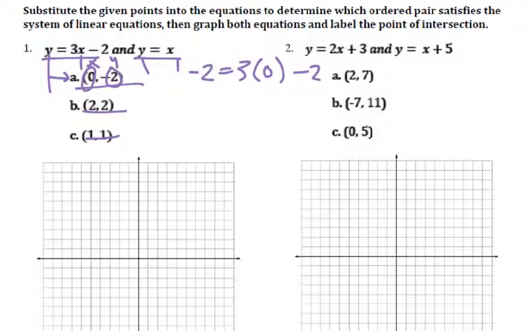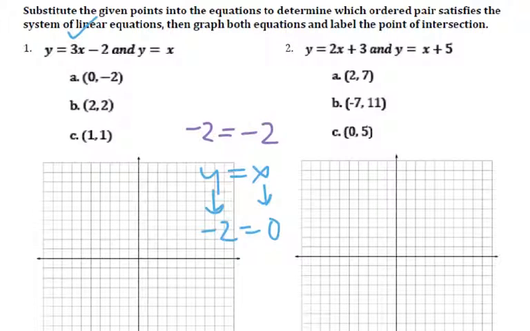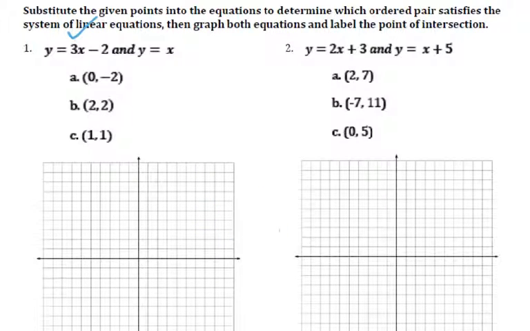And then I simplify. 3 times 0 is 0. 0 minus 2 is negative 2. Is negative 2 equal to negative 2? Yeah. So it checks off for our first equation. Now we do the second one, y equals x. Okay, so y is negative 2, x is 0. Is 0 equal to negative 2? No. So we know that A isn't the point that is true for both of these problems. Okay, so it doesn't work.